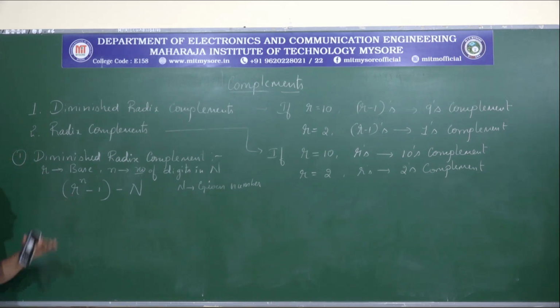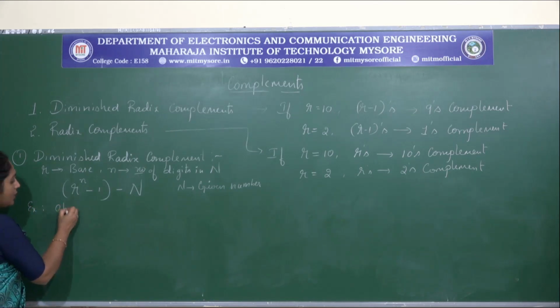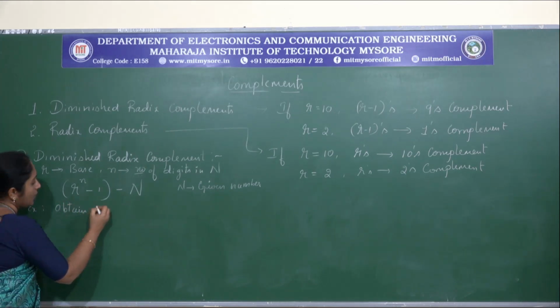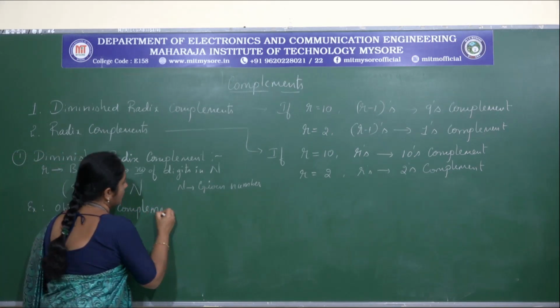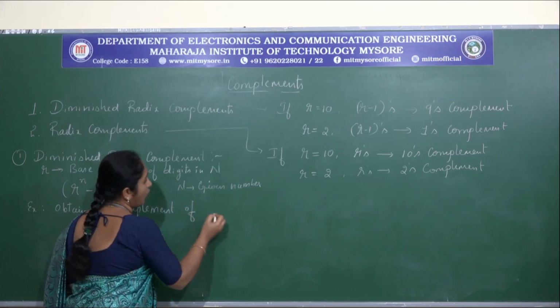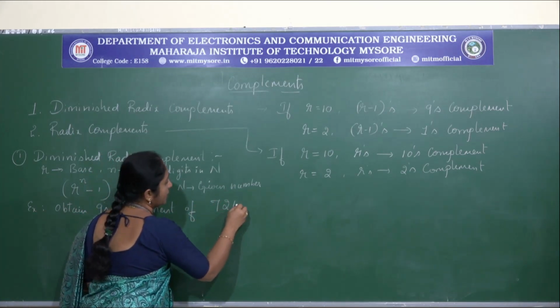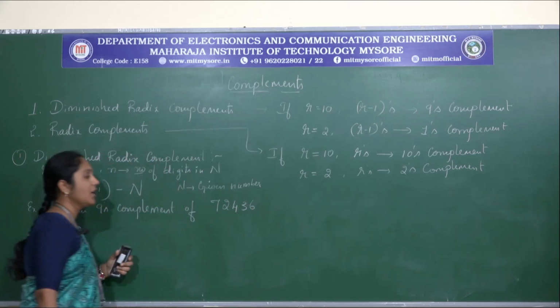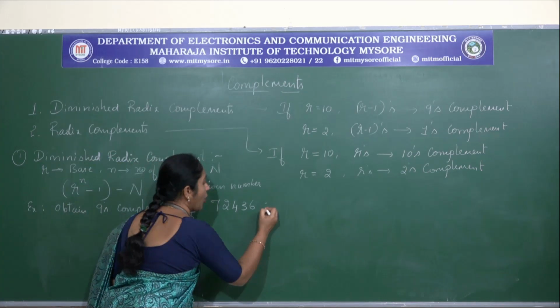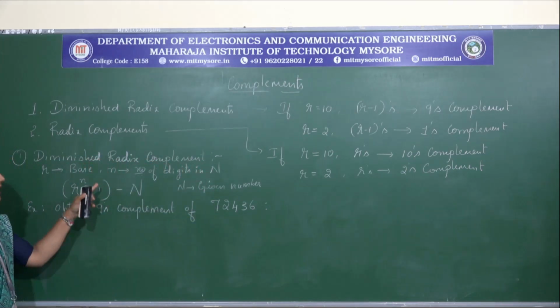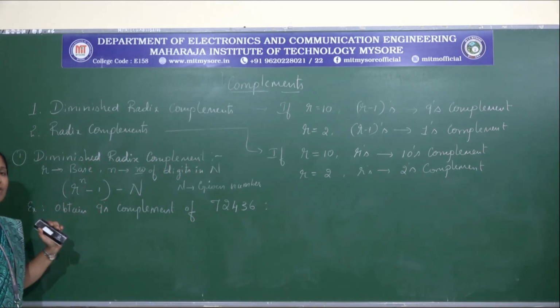Now let us see how to obtain 9's and 1's complement. Let us consider an example: obtain the 9's complement of a number. I have taken 72436. This is the problem given. Let us see how to obtain the 9's complement of a number.